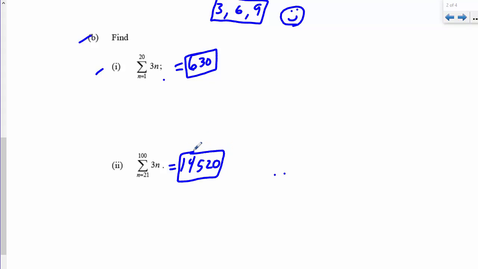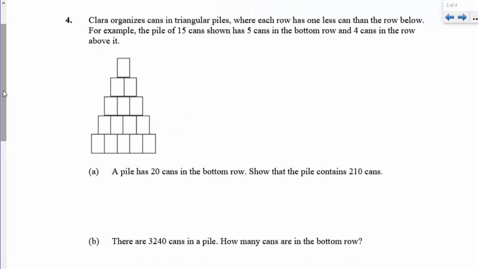In reality, though, all right. Clara organizes cans in triangular piles where each row has one less can than the row below. For example, the pile of 15 cans shown has 5 cans on the bottom row and has 4 cans in the row above it, and so on and so forth. So I'm going to call this top row A1, and this will equal the number of cans it has. A1 is going to equal the number of cans, that's 1. So I'm going to identify row 2 by saying A2, and A2 is actually going to equal the number of cans. So this is the row. How many cans do you have?